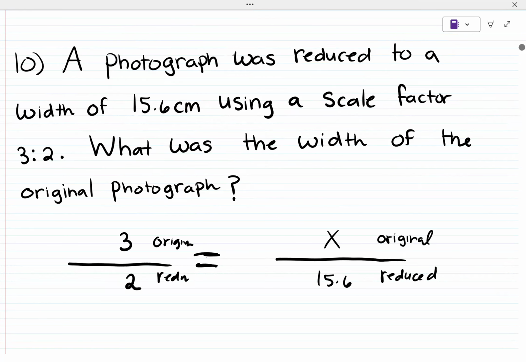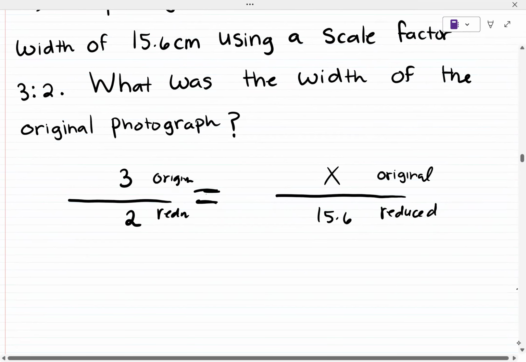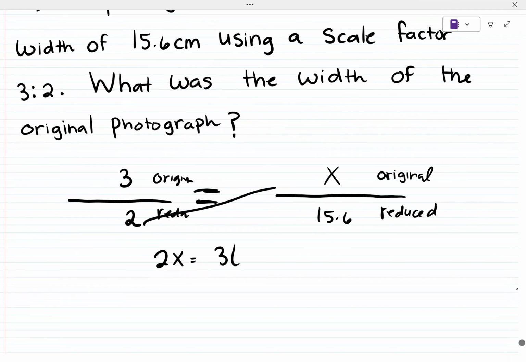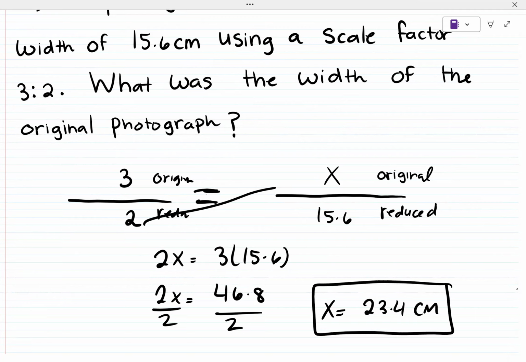And basically to solve for your original, or X, you cross multiply. So 2 times X is 2X equals 3 times 15.6. And 3 times 15.6 is 46.8. Then divide this by 2, and you get 23.4 centimeters. Okay, that's that one.